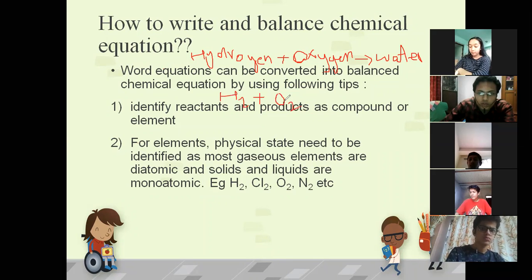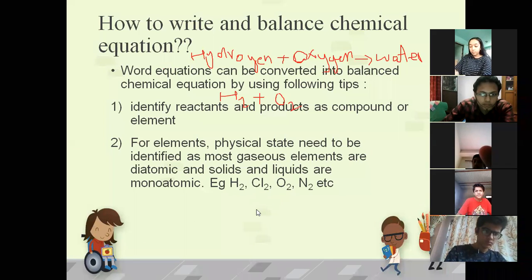So these two are done, right? You cannot write H only, you cannot write O only. The symbol of hydrogen is H, and the symbol of oxygen is O, but in the equation we write H2 and O2. The only reason is that these are diatomic gases. Diatomic means the molecules have two atoms.